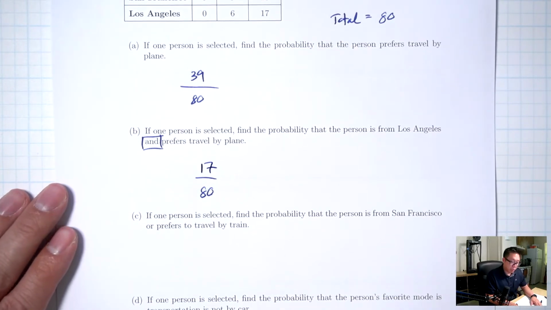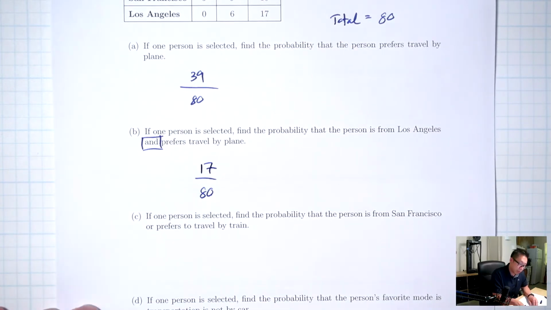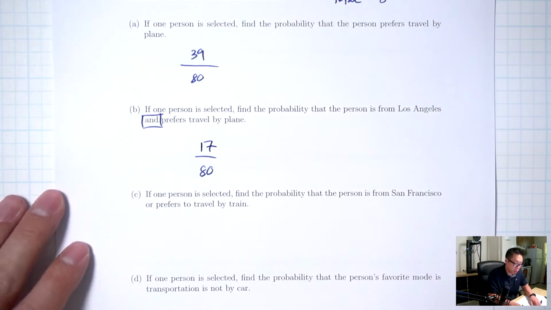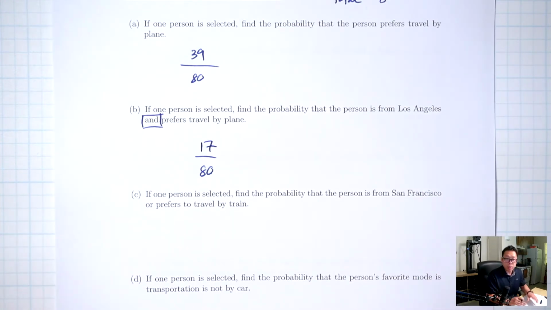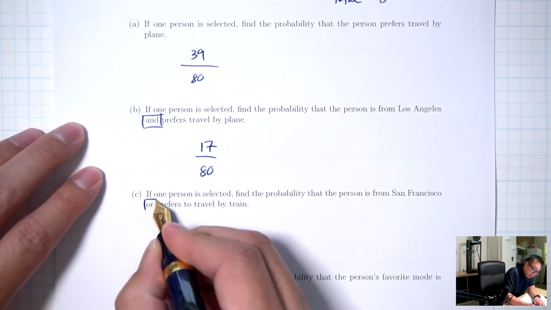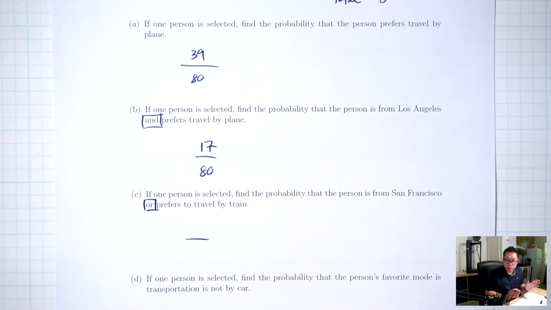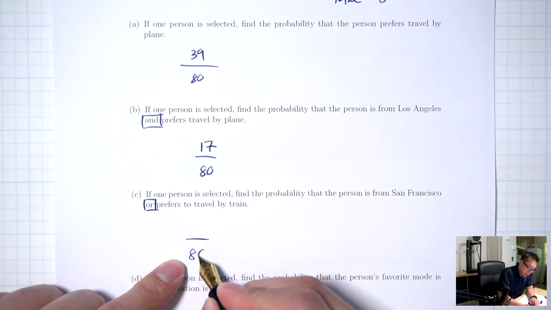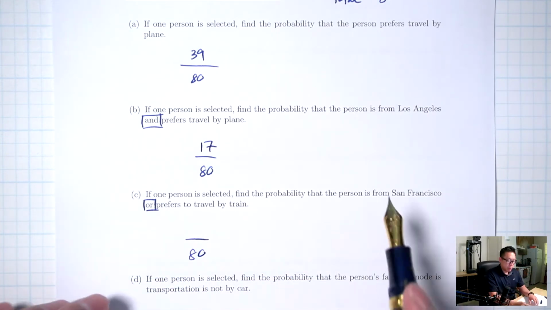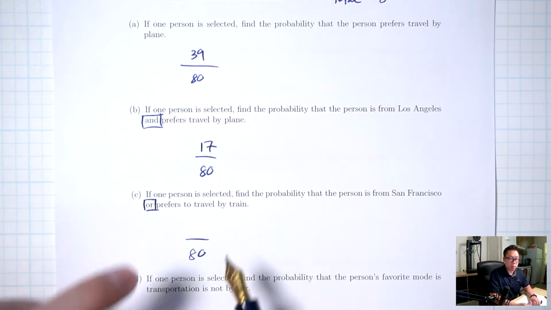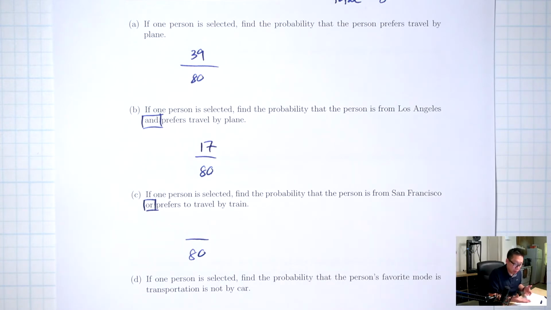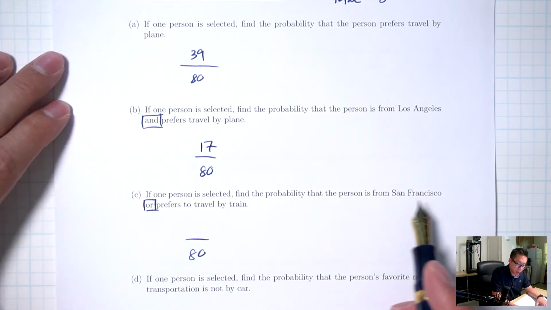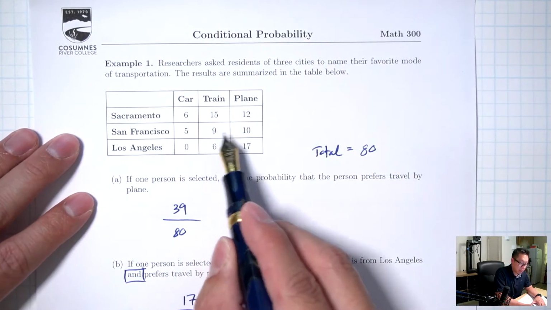Part C. If one person is selected, find a probability that the person is from San Francisco or prefers travel by train. Keyword here is the word "or". The bottom, same as before, is going to be the total, which is 80. Up top, San Francisco or train. Okay, so "or" means I'm going to take the San Francisco people, the train people, and combine them and get a bigger set. And the way I usually do this is I'll take my San Francisco numbers, which are 5, 9, and 10.